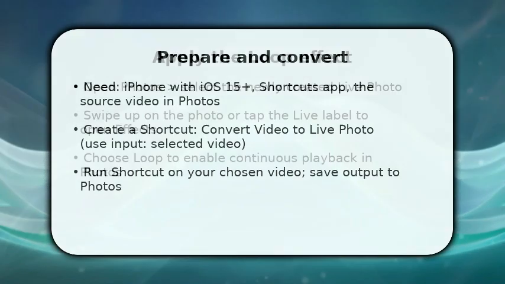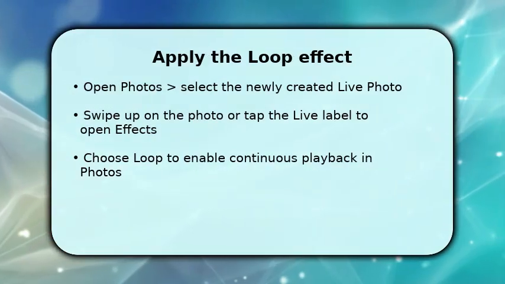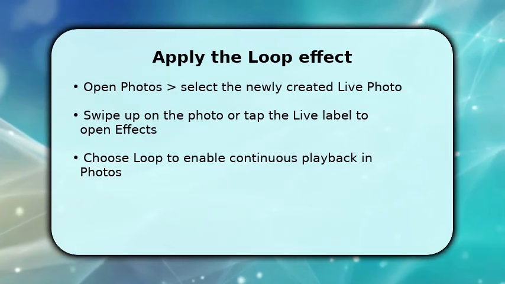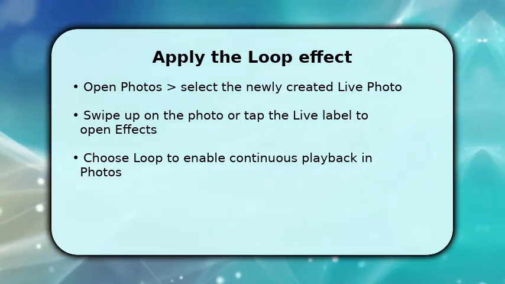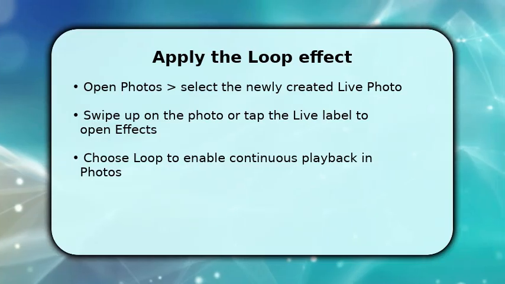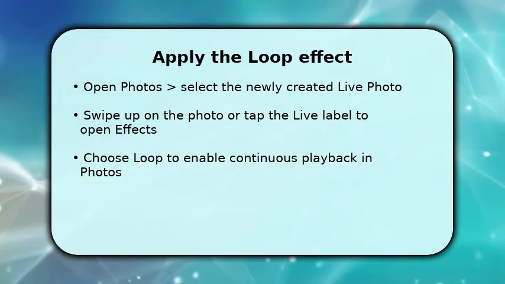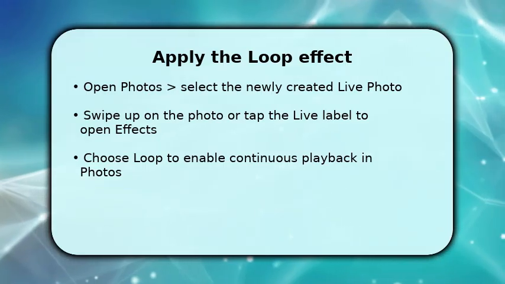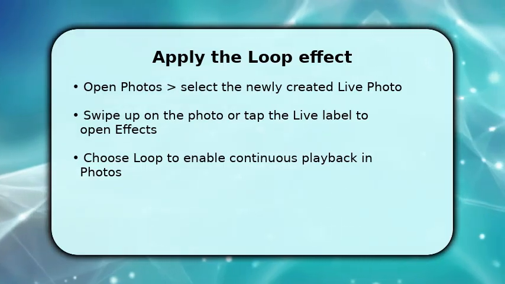With the live photo saved, open Photos and find that item in Recents. Tap it to open the viewer, then swipe up or tap the live badge to reveal effects. Select Loop from the effect list. Photos will immediately create a seamless repeating playback. Make sure to preview it by tapping and holding. You're looking for smooth restart behavior.